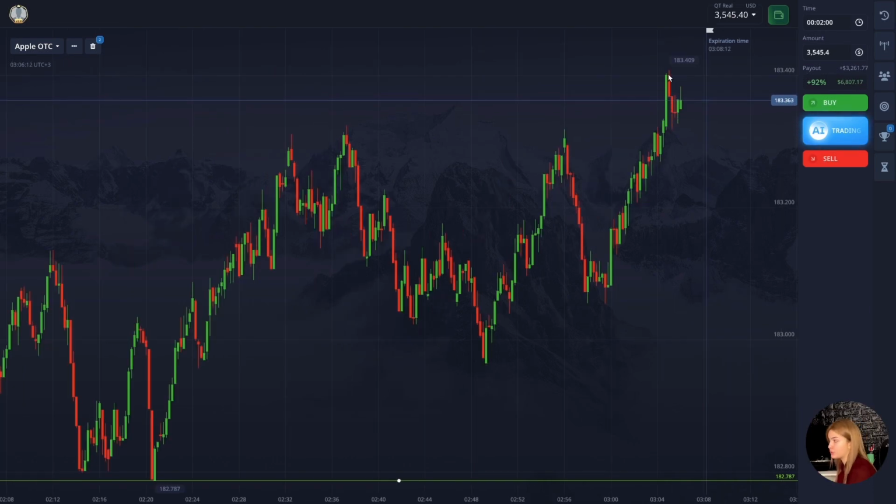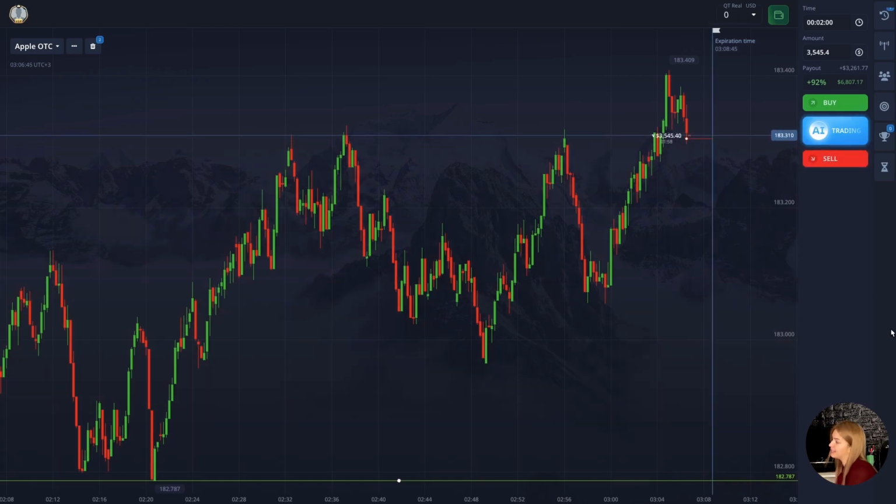Now I can observe a small corrective movement, which is generally normal for such an uptrend. Based on the further price behavior, we can assume that the corrective trend will increase in the near future. We will open a deal to sell for 2 minutes, since such a market situation tells us that we can expect a downward movement in the near future.